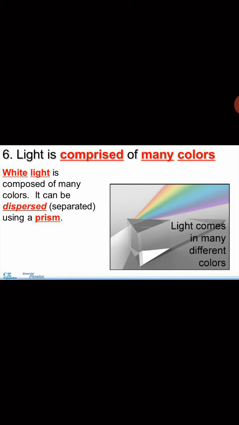And what are those colors? They are the rainbow colors, VIBGYOR: violet, indigo, blue, green, yellow, orange, and red. So white light is made up of many different colors.